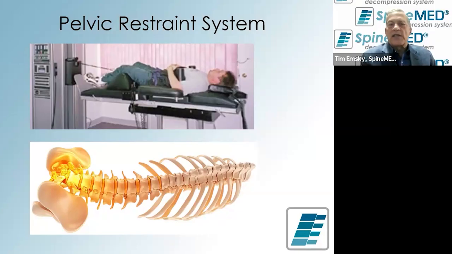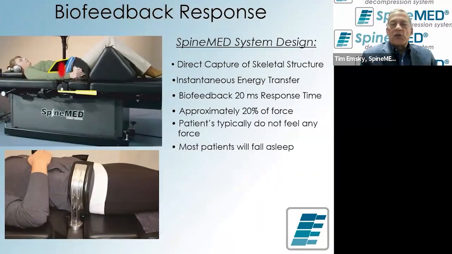On SpineMED, we start at 10% of patient body weight. Typically, you don't get above 12%. Sometimes you get to 15%. Versus the older technologies using harnesses, they typically use between 55% and 75% of patient body weight. Again, due to the inefficiencies and distribution of energies throughout the torso. And so there's many aspects.